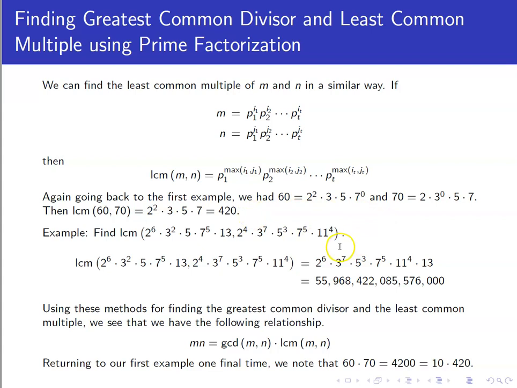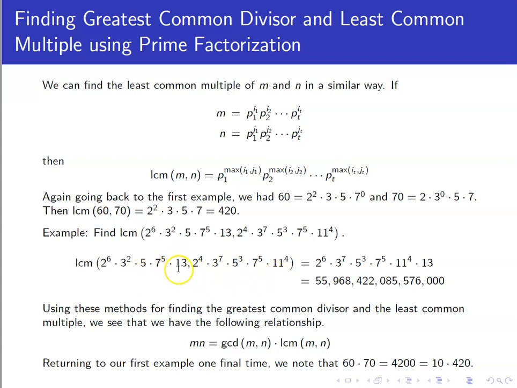If we go to that second example we did with the longer prime factorizations, again, same idea here. We look at the 2, the bigger exponent that we see on the 2 is the 6. On the 3, the bigger exponent is 7. For the 5, it's 3. For the 7, it's 5 on both.